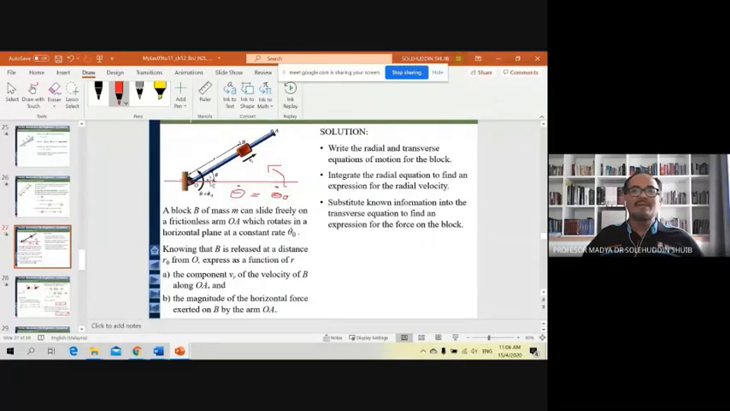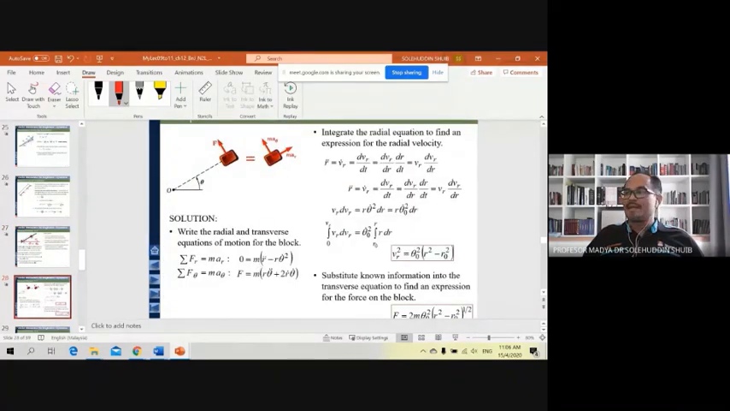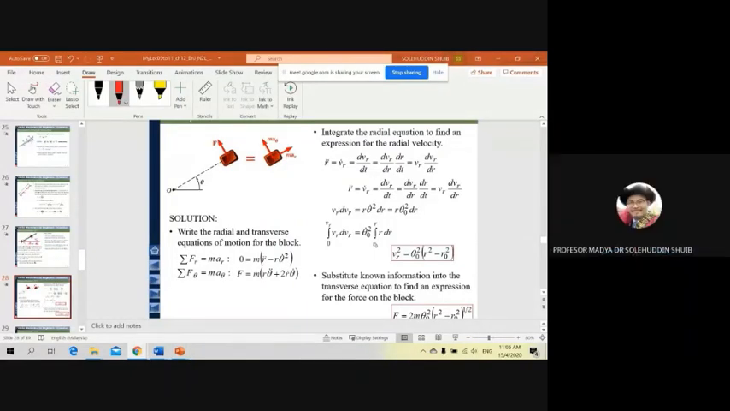You write down the radial and transverse equations of motion for the block, and then integrate the radial equation to find the expression for radial velocity. And then you do substitution. Now we're going to take time to do this. Look at how they draw the free body diagram. I give you 1 minute to look at that figure and how we do the solution of that problem.